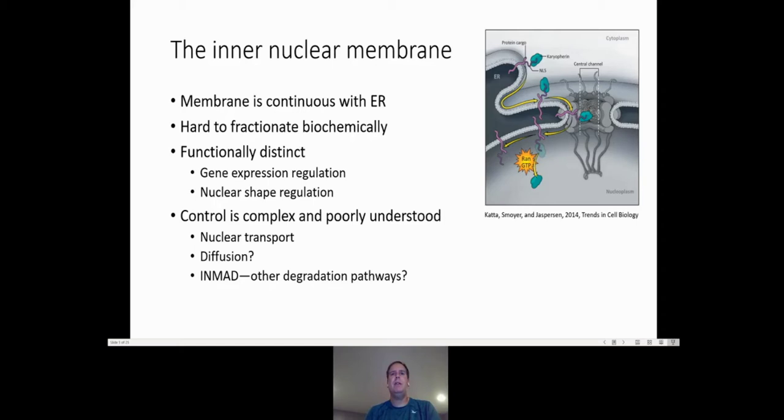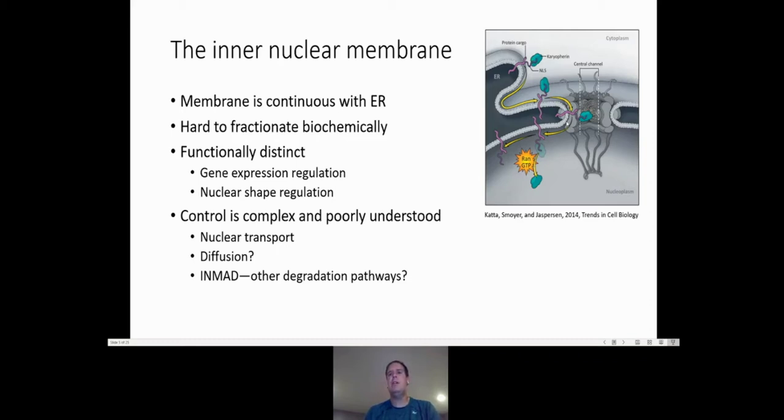The inner nuclear membrane is an interesting space because, as you can see, the nuclear envelope here is composed of two leaflets. There's an inner nuclear membrane and an outer nuclear membrane. And these are one continuous membrane sheet. And the outer nuclear membrane is continuous with the ER. And so it can be very difficult to biochemically separate these two things. And these two compartments are separated by the nuclear pore complex, which I'm sure you're aware of.